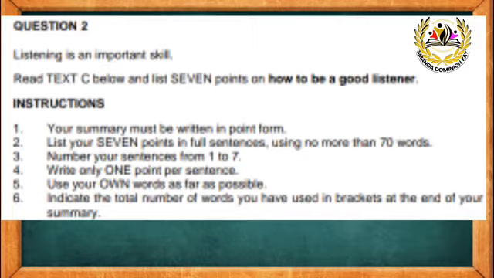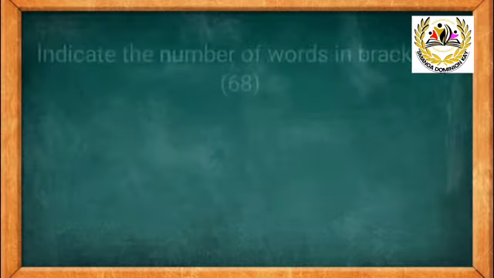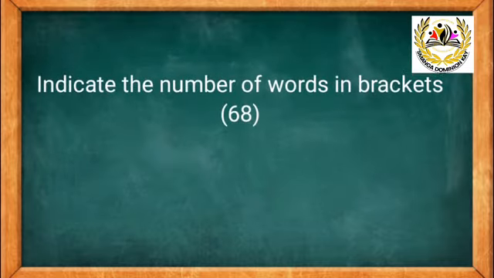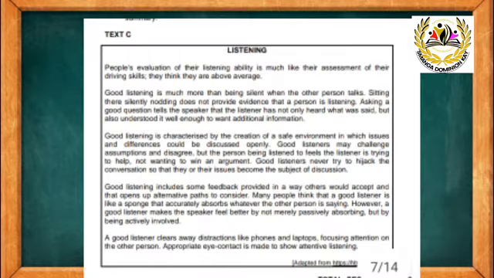5. Use your own words as far as possible. 6. Indicate the total number of words you have used in brackets at the end of your summary. In other words, you need to write all your 7 points and then start counting them, and then at the end of your summary, indicate how many words you have written, and write that total number of words within brackets. Let's take a look at the text.